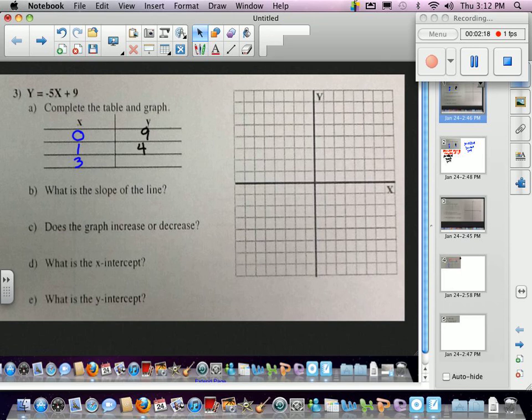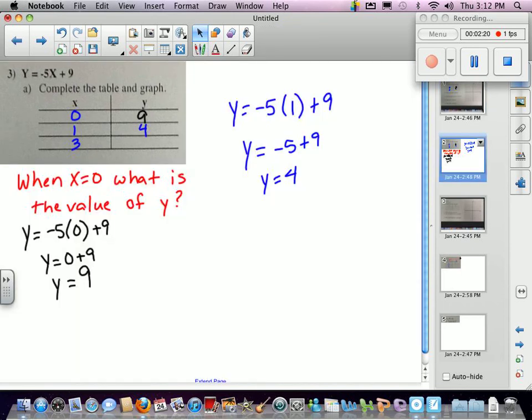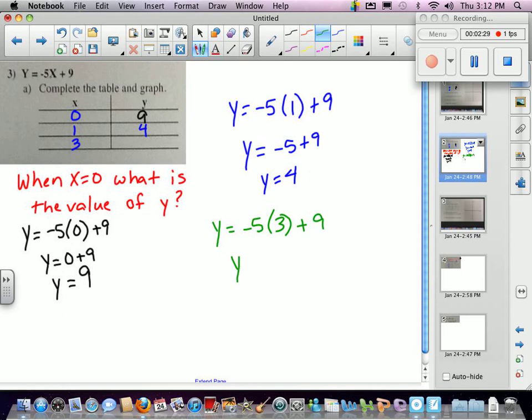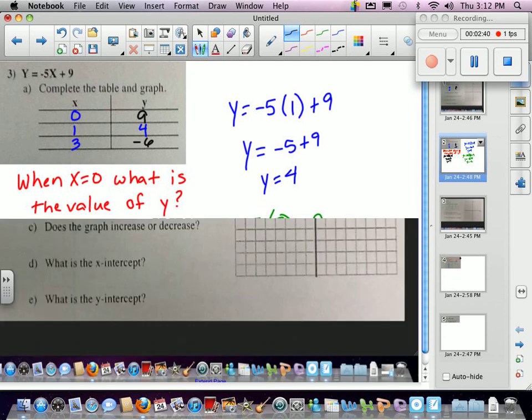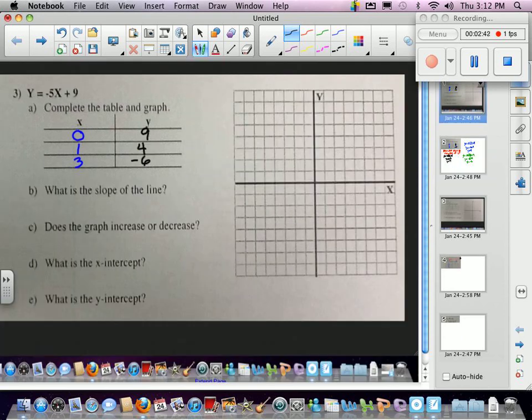Right. And then the last value that I'm looking at is 3. So I'm going to do y equals negative 5 times 3 plus 9, which is negative 15 plus 9. So y equals negative 6. We'll put negative 6 across from the 3 in our chart, and same thing here. All right, so now we've got our table completed, and we're going to go ahead and graph.